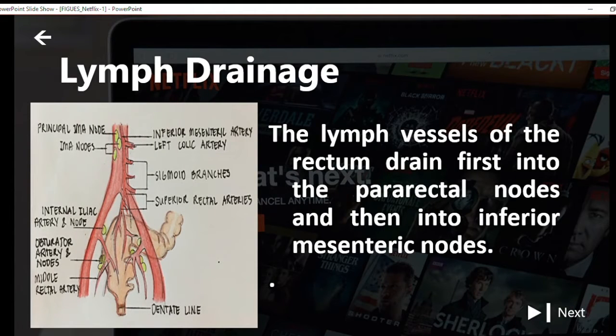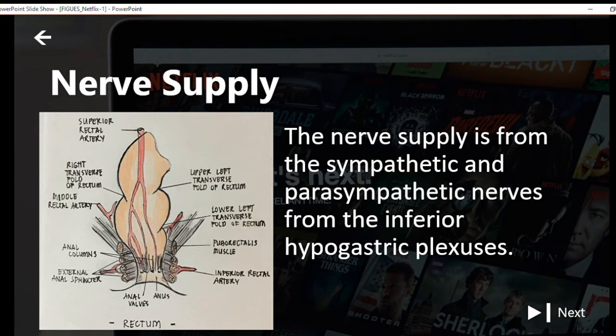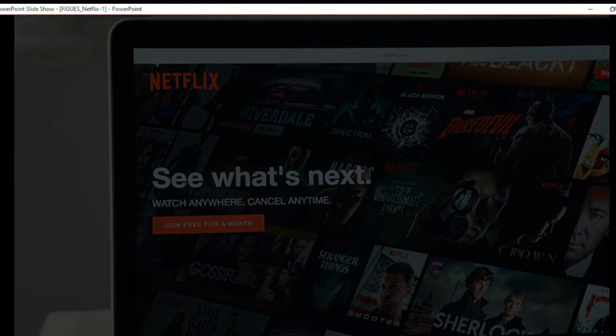The lymph vessels of the rectum drain first into the pararectal nodes and then into the inferior mesenteric nodes. The nerve supply is from the sympathetic and parasympathetic nerves from the inferior hypogastric plexuses. Always remember that the rectum is sensitive only to stretch.